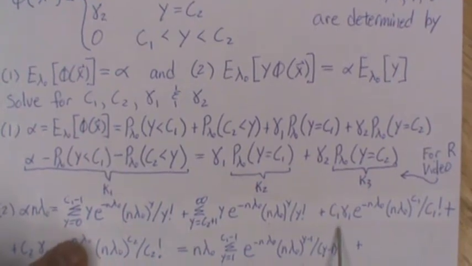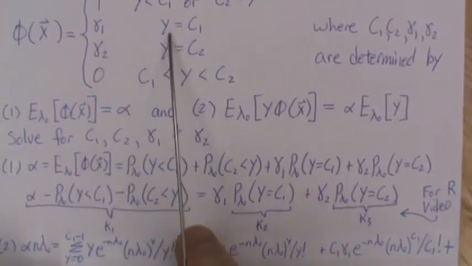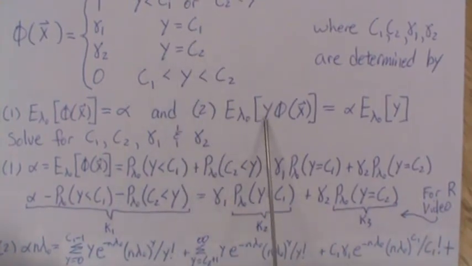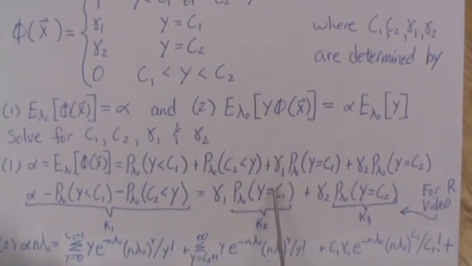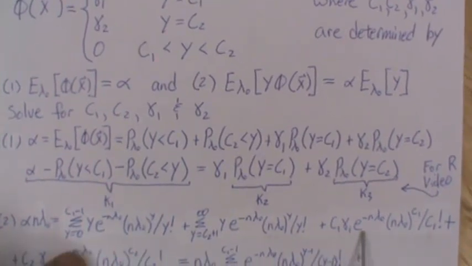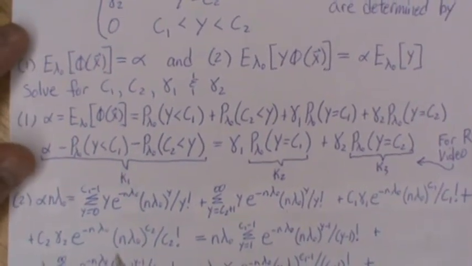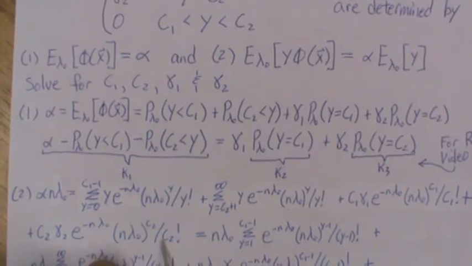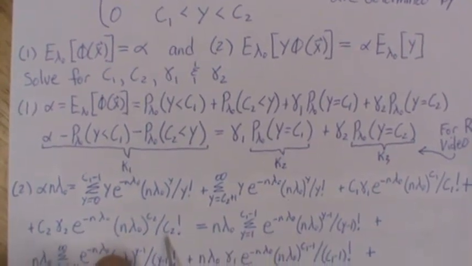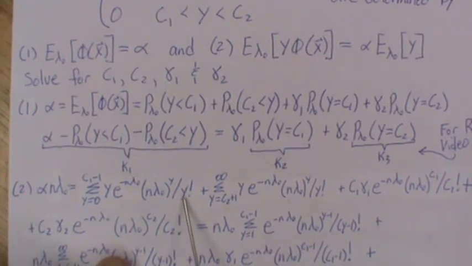Then it's C1, right? We're at gamma 1, so y has to be C1. And then gamma 1 times the probability of it happening, so you plug in C1 there. And then the same thing for C2. Now, what we do here is notice that this y cancels with one of the y's in y factorial.